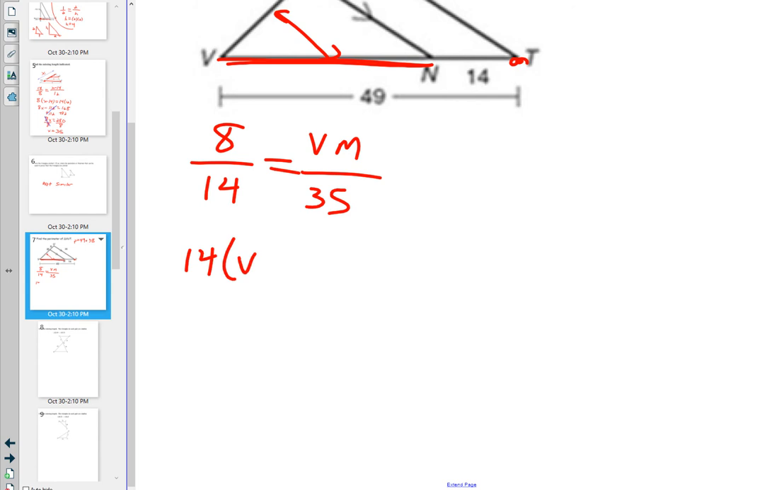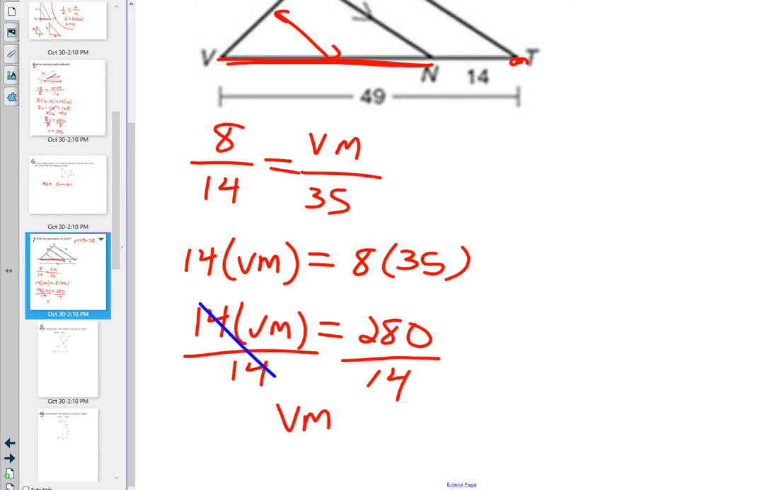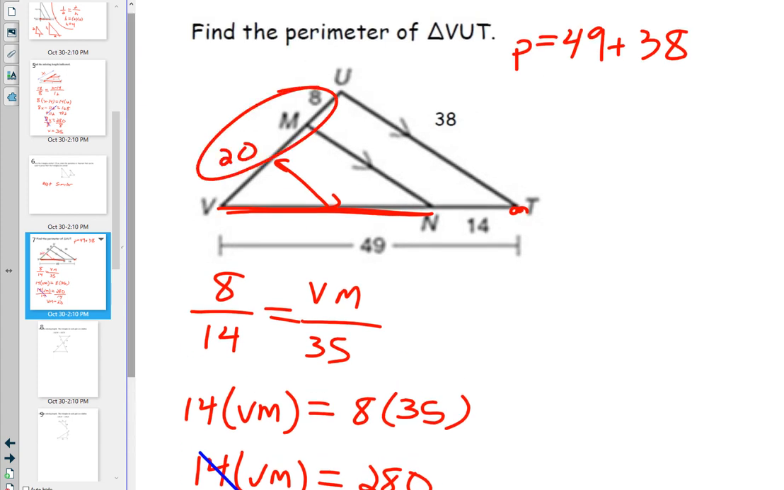So 14 times VM equals 8 times 35. 14 times VM is equal to 280. Divide by 14, that should give you 20. So now that I know that VM is 20, I already knew that MU was 8. So 20 and 8 would be 28 for the last side. So the perimeter is 49 plus 28 plus 38. 49 plus 28 is 77, plus 38 is 115. Check my math there.